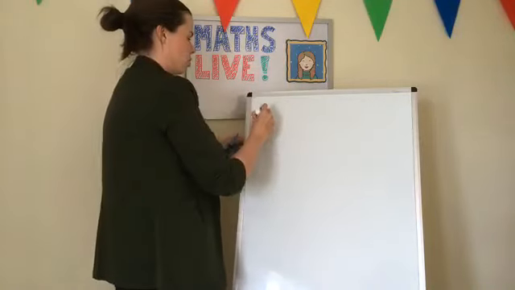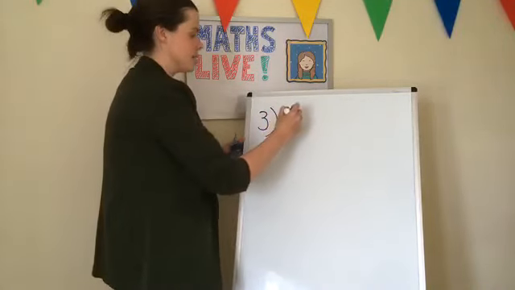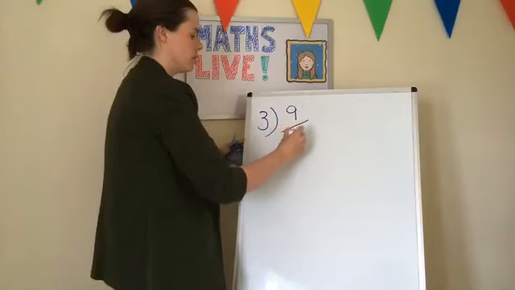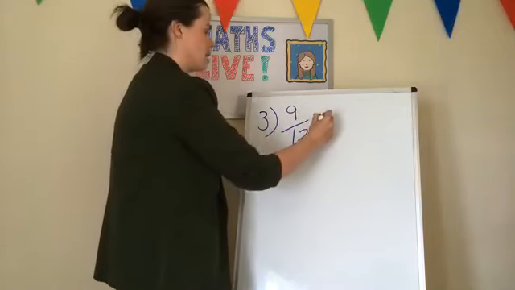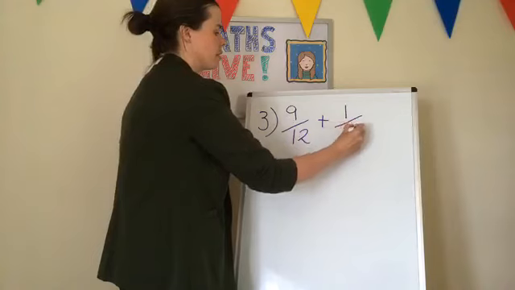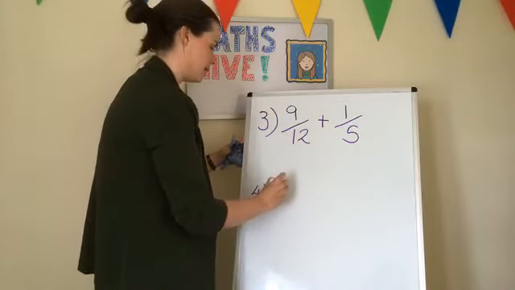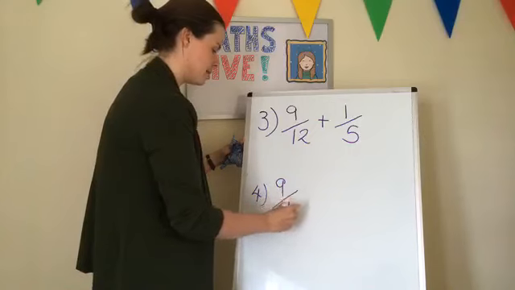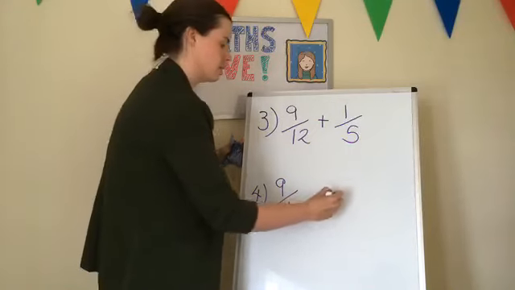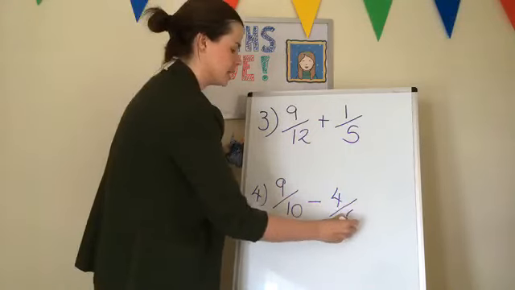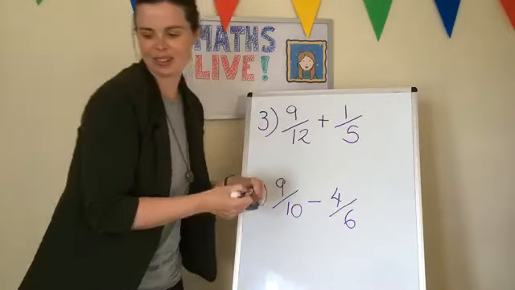So, question 3 is 9 over 12, and we're going to add 1 over 5. And question 4, last question, is 9 over 10, subtract 4 over 6. Give those a go.